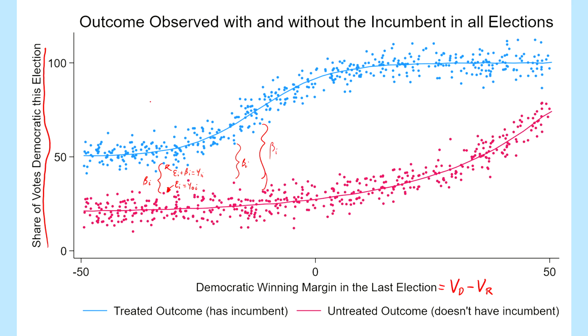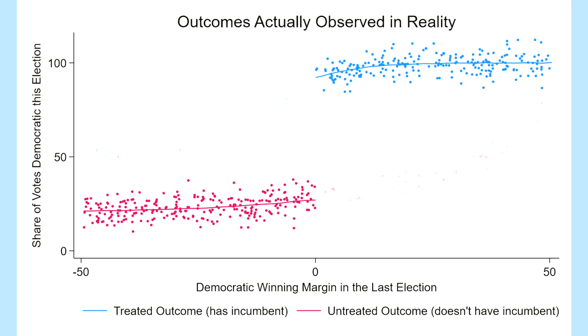And if I wanted to find an average treatment effect, I could look over all of the different elections, add them all up, and take this sample average of this treatment effect. That would be what I would do if I had perfect data. Unfortunately, I don't have perfect data. I'm only going to observe either the treated outcome or the untreated outcome. And specifically, I'm going to see this.